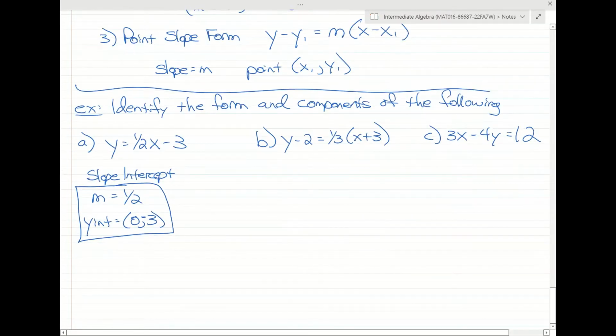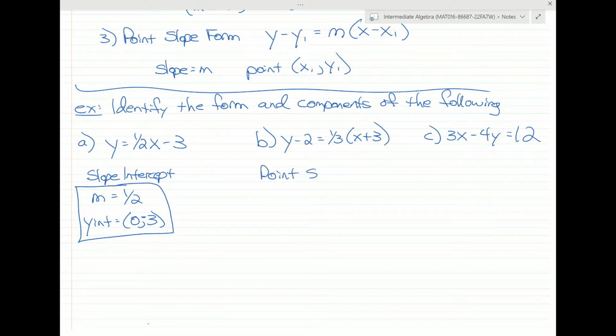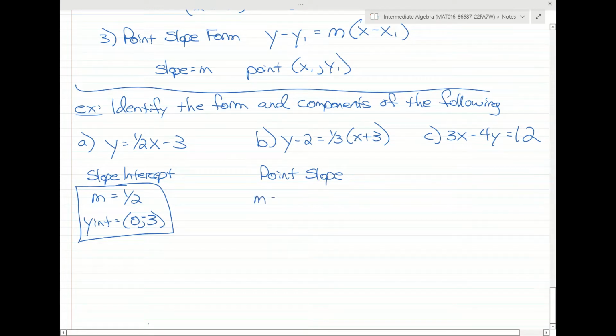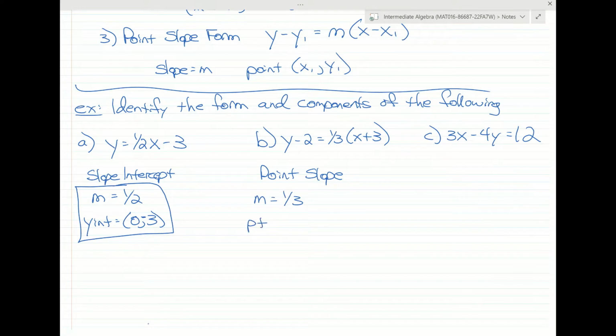The second form, what form is the second one? Point slope. In point slope, the number in front of the parentheses is the slope. And our point is going to be the opposite of these numbers. It says +3 next to the x, so the point is -3. And it says y minus 2, so the y value is positive.